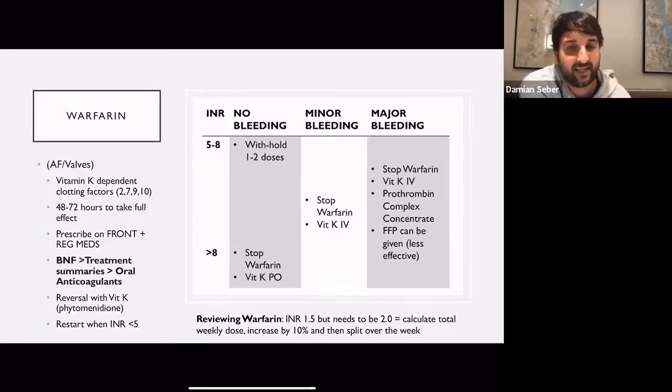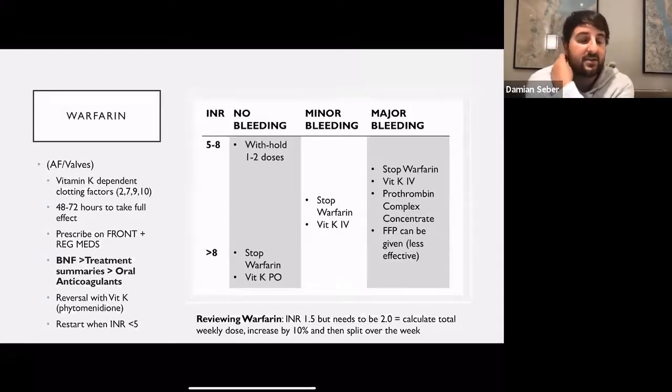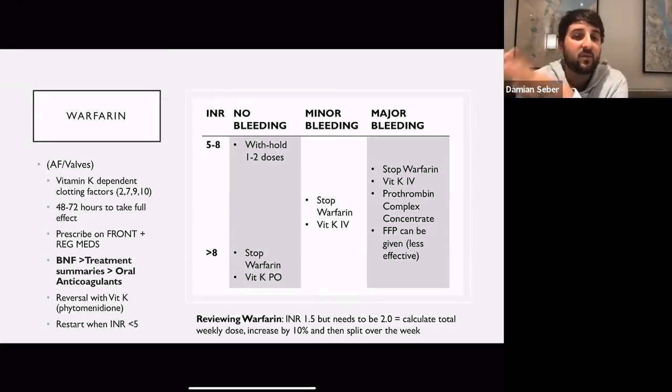So with bleeding, it's categorized into no bleeding, minor bleeding, and major bleeding. If the INR's raised and there's no bleeding, you just withhold 1 or 2 doses if it's between 5 and 8. If it's greater than 8, you need to stop the warfarin completely and give them oral vitamin K. If there's any bleeding, the vitamin K you need to give has to be IV, so look out for that. And you have to stop warfarin, obviously, if they're bleeding.